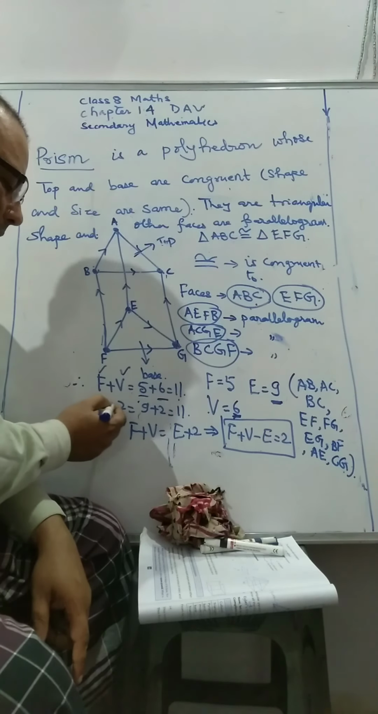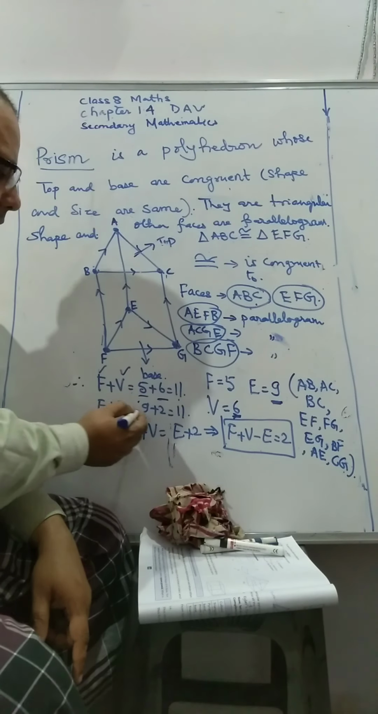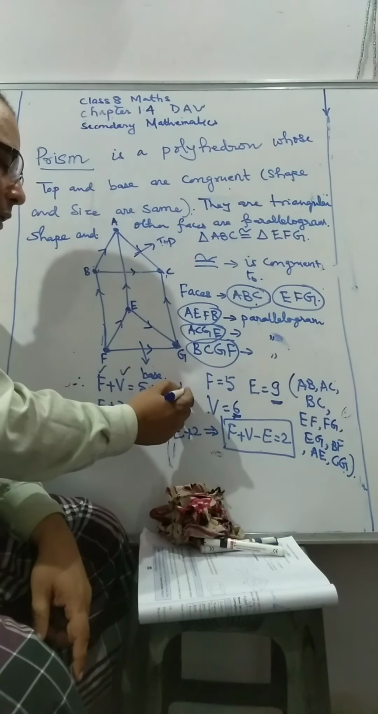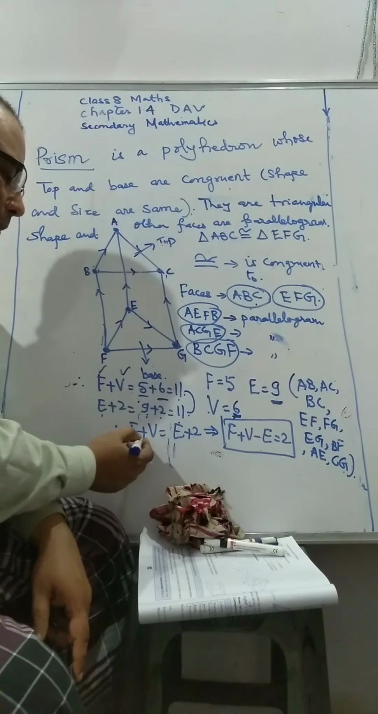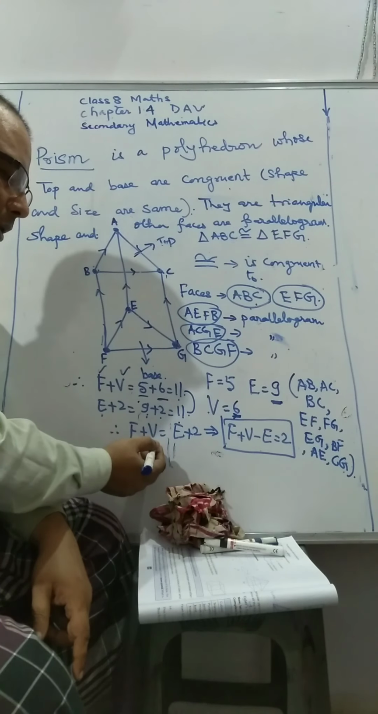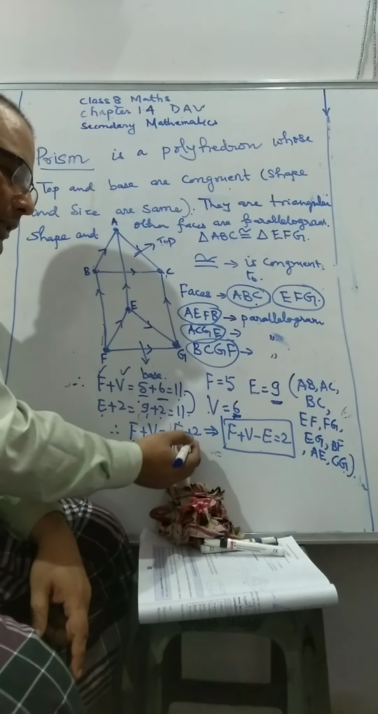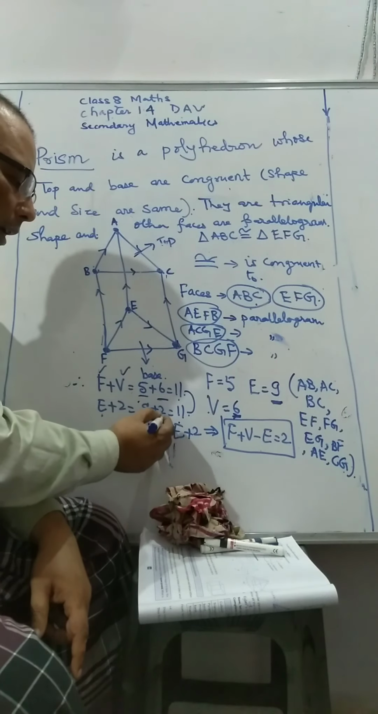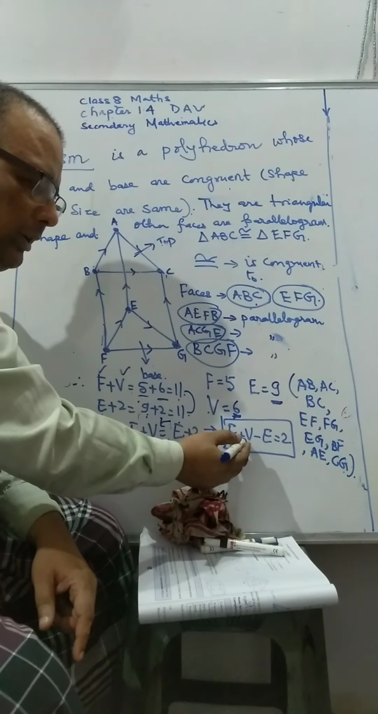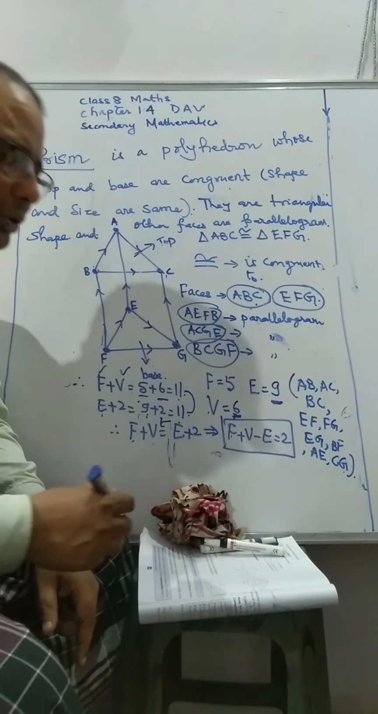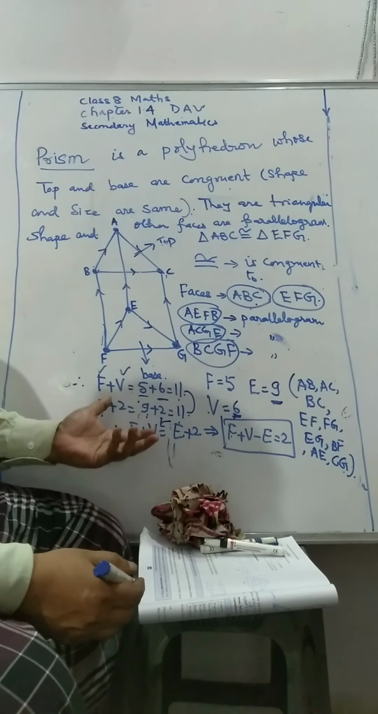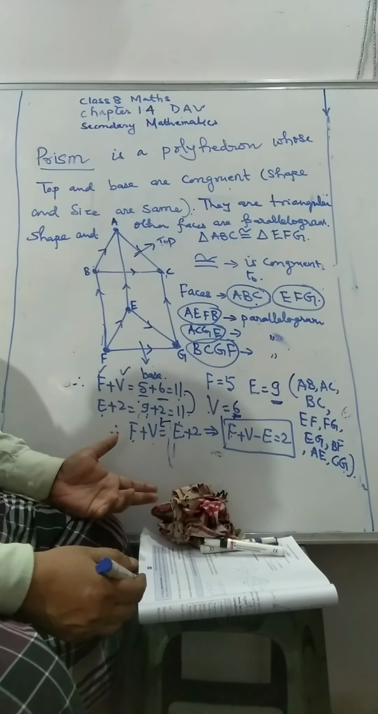And if 2 is added to the number of edges, we get 9 plus 2, it is also 11. So from these two, the number of faces plus the number of vertices is equal to edges plus 2. If we bring E to this side, we get the Euler formula: F plus V minus E is equal to 2. So a prism also satisfies the Euler formula.